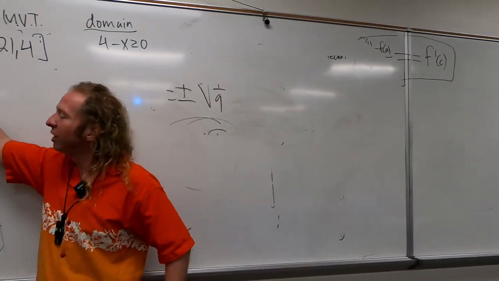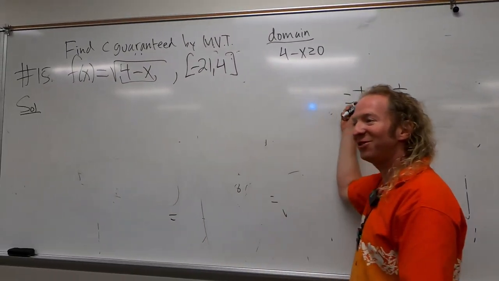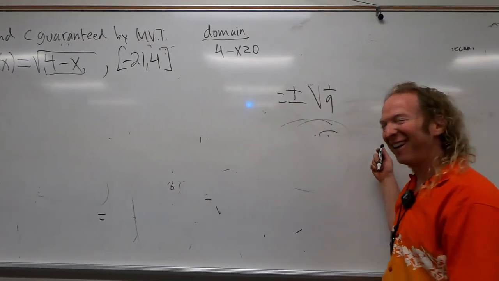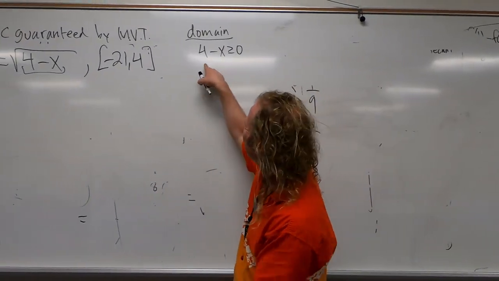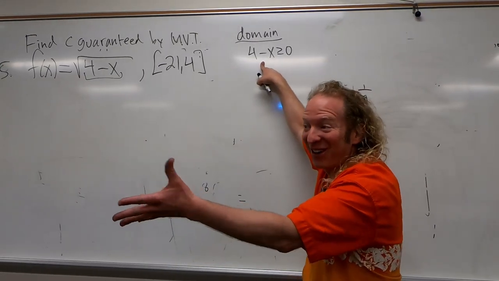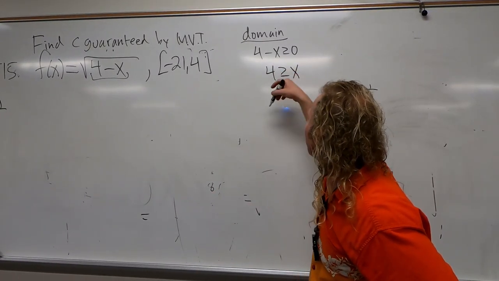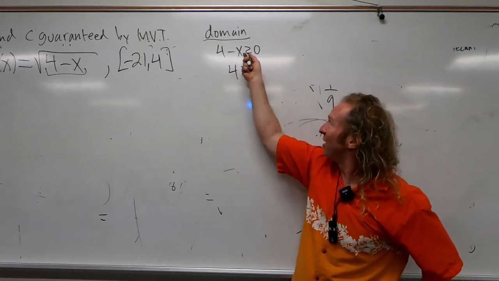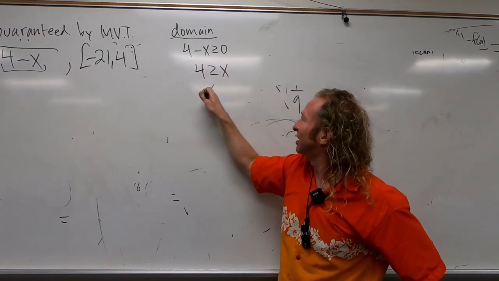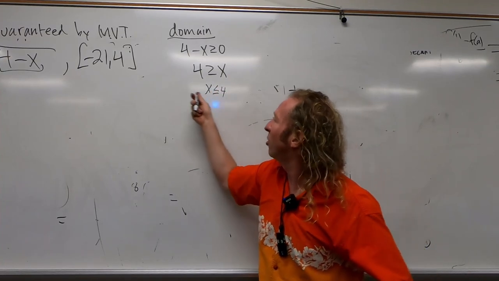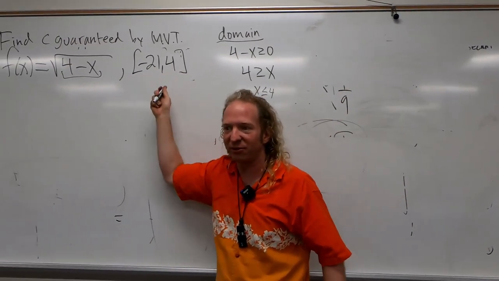Whenever you have a root function, take whatever's in it. You remember? You were in my class. Ah, you learned something. That's so good. So you add x. I remember strange things from my algebra class. So plus x. So x is less than or equal to 4. So we're okay, right? All the numbers here are less than or equal to 4.